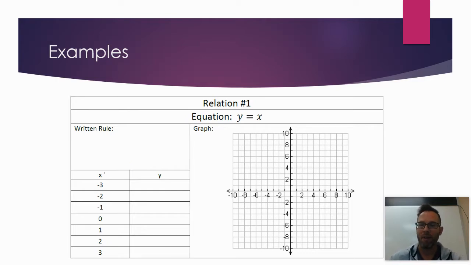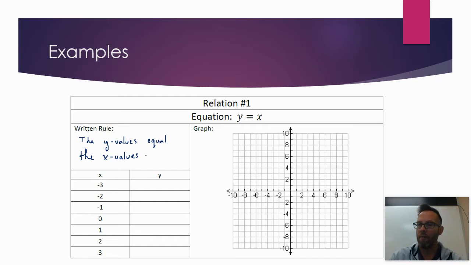The equation is y equals x. So for this relation, the written rule is, what this equation is saying is that for all the points that satisfy this relation, the y values equal the x values. So that's a way to describe that equation in words.